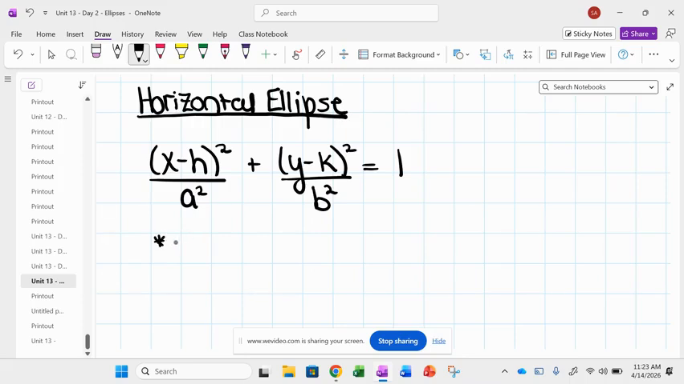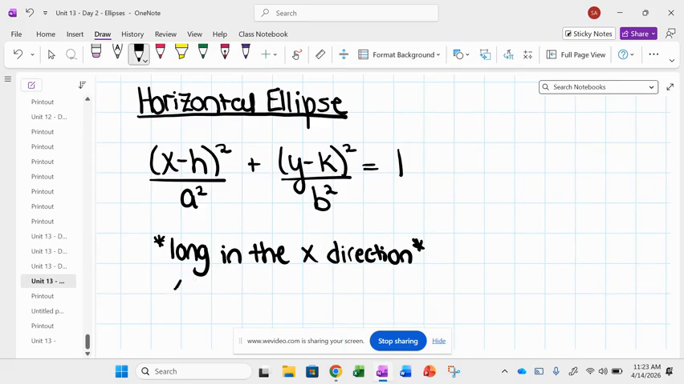So I'm going to put a little star. We're going to say long in the x direction. So a horizontal ellipse is long in the x direction, and I'm going to put a different star. I'm going to say a squared is greater than b squared.